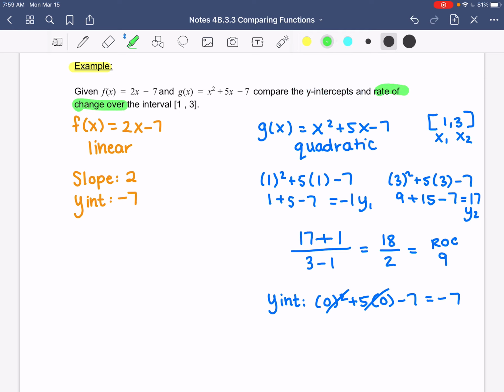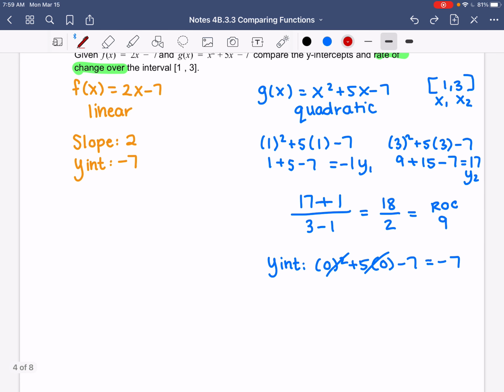So the rate of change for the line is slope, because the rate of change is the same throughout the whole thing. So the rate of change for that one is 2, but the rate of change for my quadratic is 9. So when we compare those, they're not the same like they were with the y-intercept. So we usually just say which one is bigger.